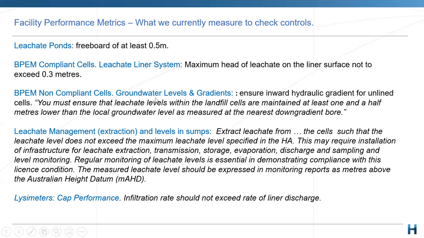Now, the last one is lysimeters. So there is a criteria around making sure that the infiltration through your cap is less than that flows out the base of your liner in the system.